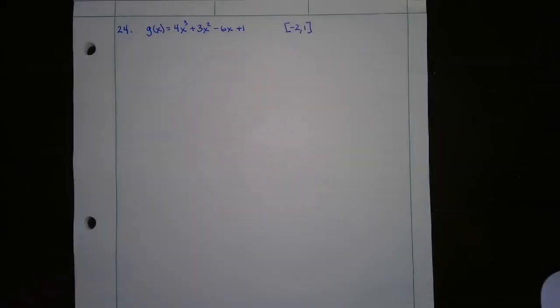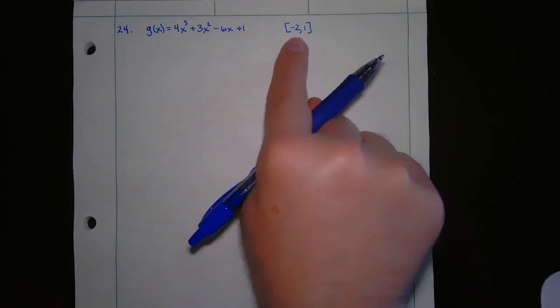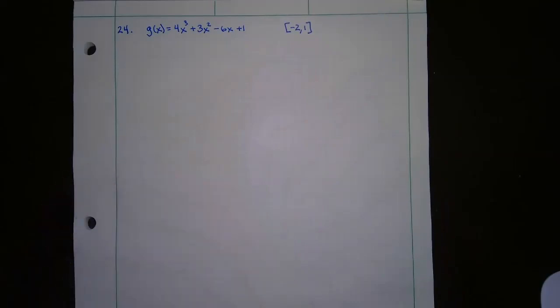So for 24, they're giving you the function g of x is equal to 4x cubed plus 3x squared minus 6x plus 1. And what is the absolute minimum value of g on the closed interval -2 to 1? Okay, so this is the closed candidates test, all right? So we need to check our endpoints here, okay? So we got to find the derivative. We got to find the critical values, and then we're going to put in the endpoints and the critical values and just take a look and see which one is the smallest. This is the candidates test, okay?